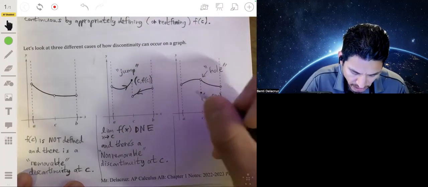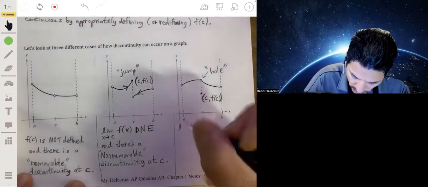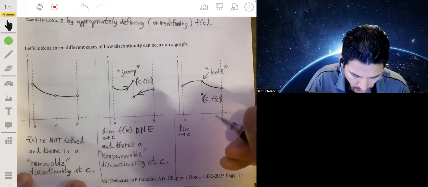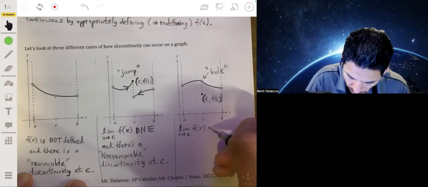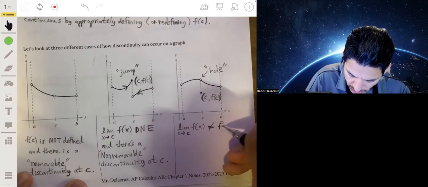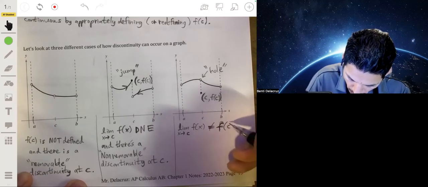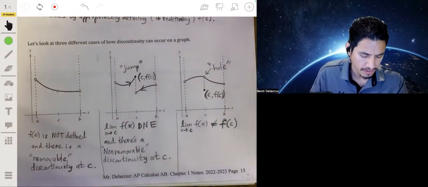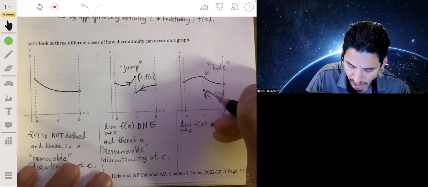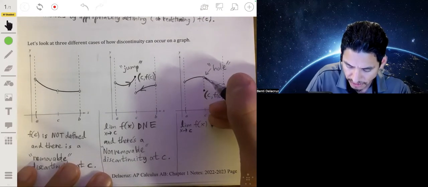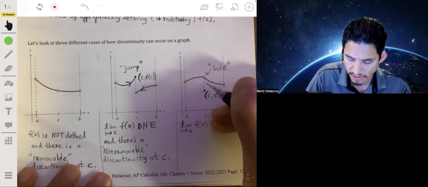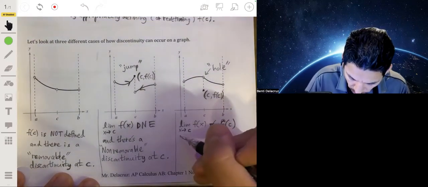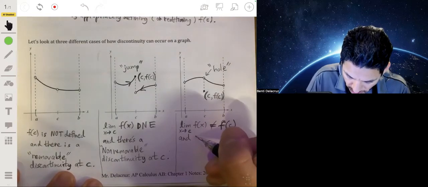So this is a discontinuous graph, and so we say the limit as x approaches c of f of x is not equal to f of c. However, if we just redefine f of c to be this value, let's say this value was 3, then the graph would be continuous. It would be easily fixed. It would connect. So we can say that there's a removable discontinuity at c.